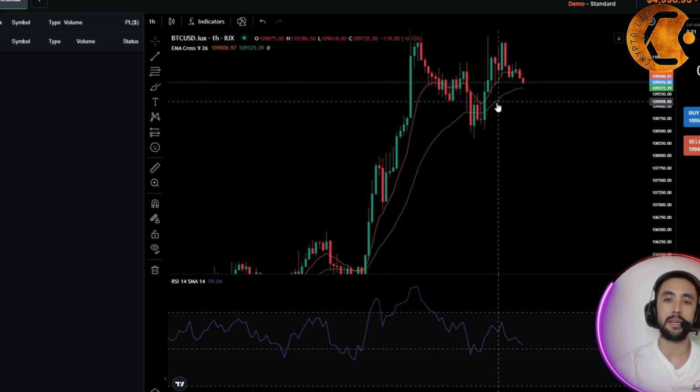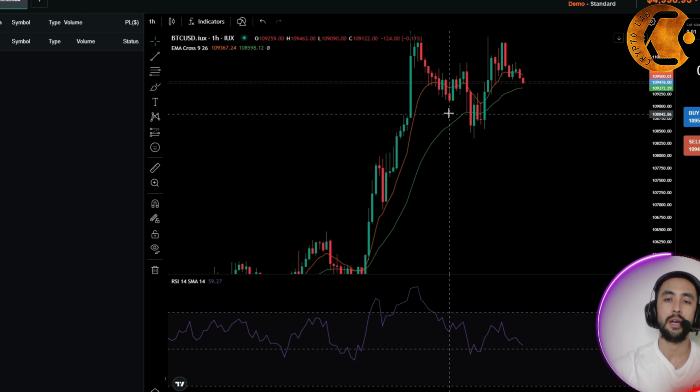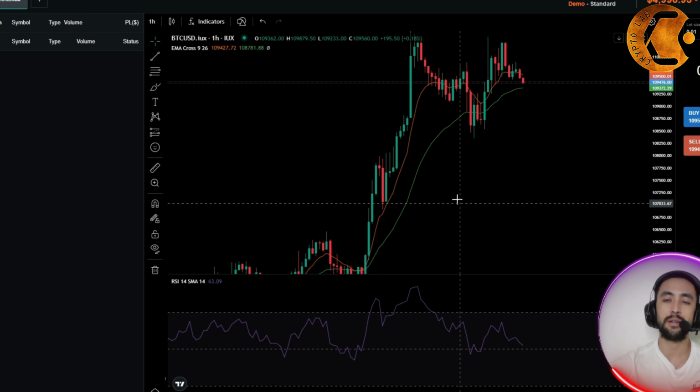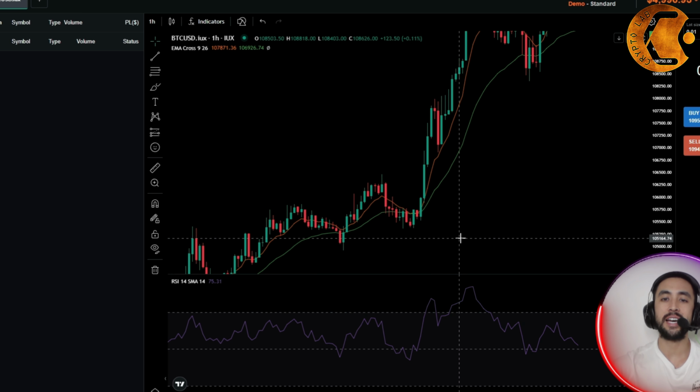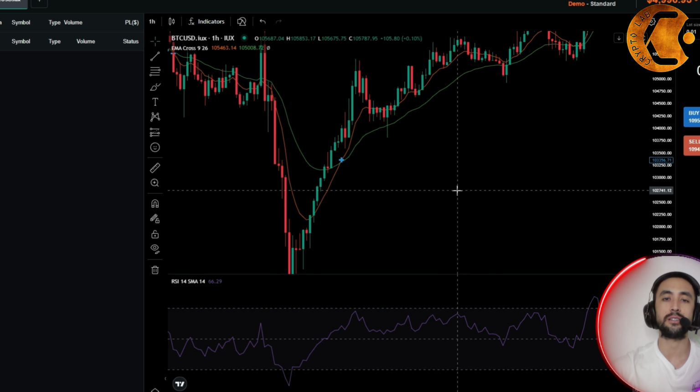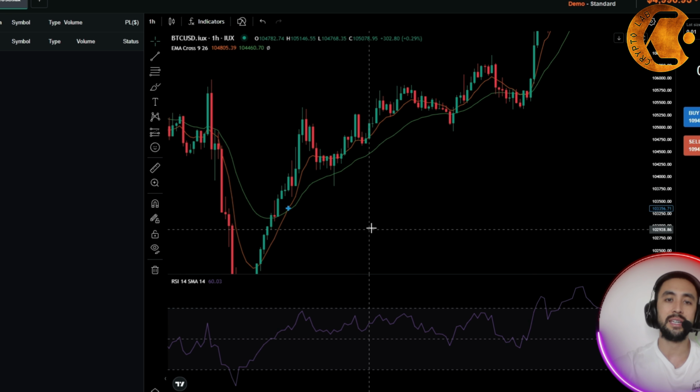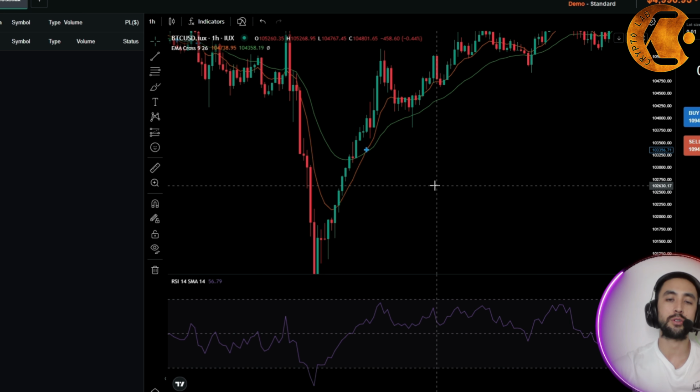And then you've got the slow EMA, which is the green one here, which tends to move away from the actual candlesticks. And when they cross over, that's when you know whether it might be a signal to buy or sell. Okay, so just to give you a little bit of an example here, this is an actual EMA crossover point here.